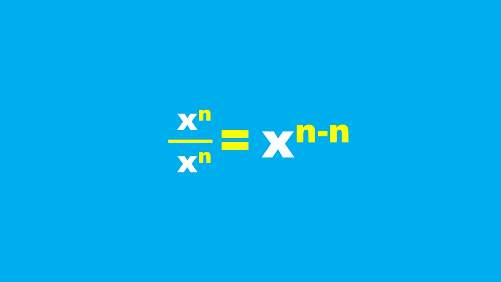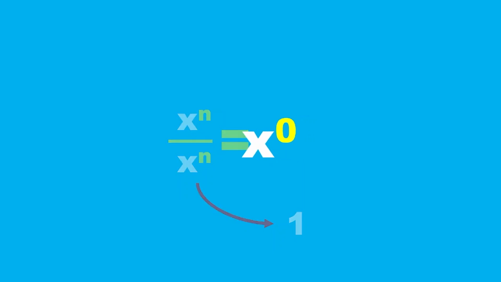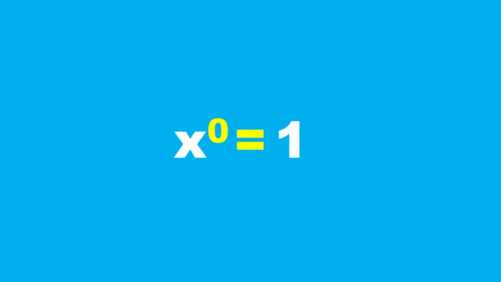X to the power of n over x to the power of n. Now according to our law, we'll get x to the power of 0, right? Now x to the power of n over x to the power of n is nothing but a over a, right? Which is basically same number over same number, which equals 1, right? So this proves that x to the power of 0 equals 1.